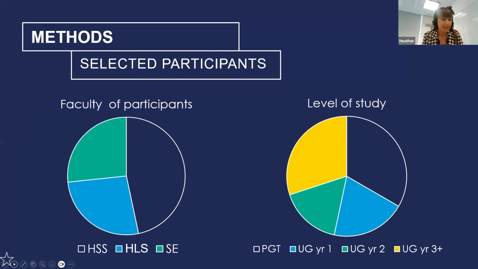In terms of our selected participants, we had 14 from humanities and social sciences, 8 from health and life sciences, and 8 from science and engineering. In terms of level of study, 10 of our participants were postgrad and 20 were undergrads.